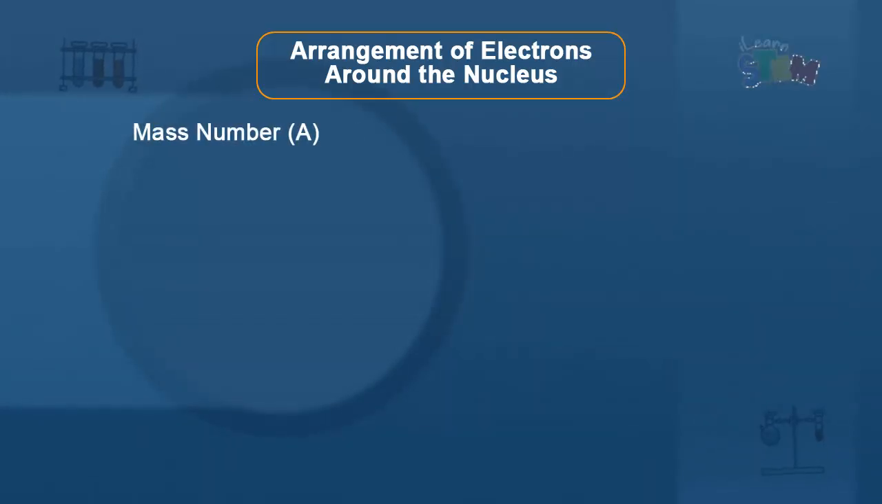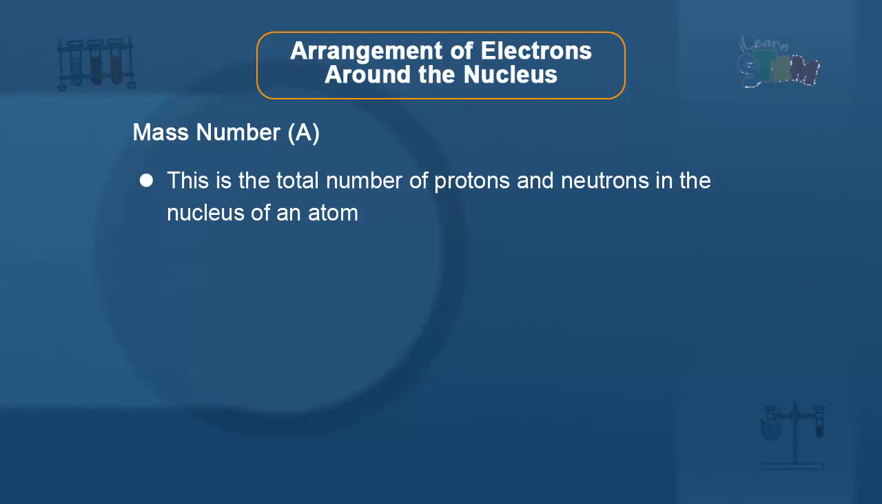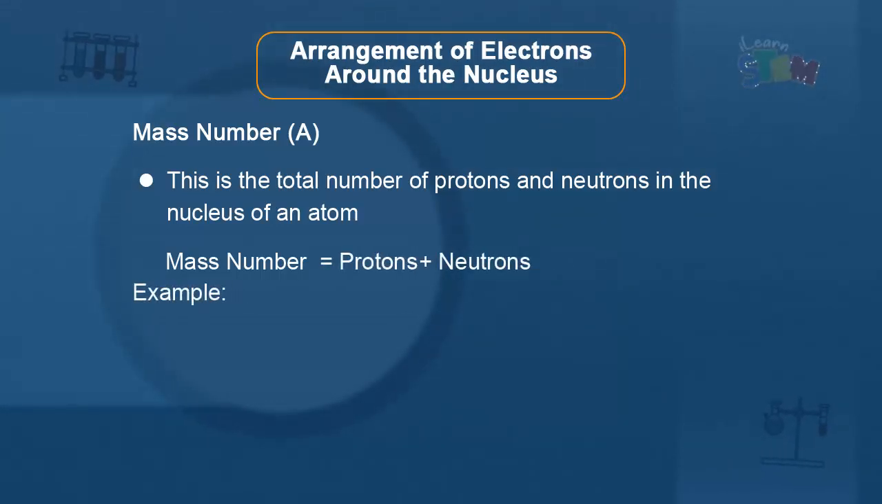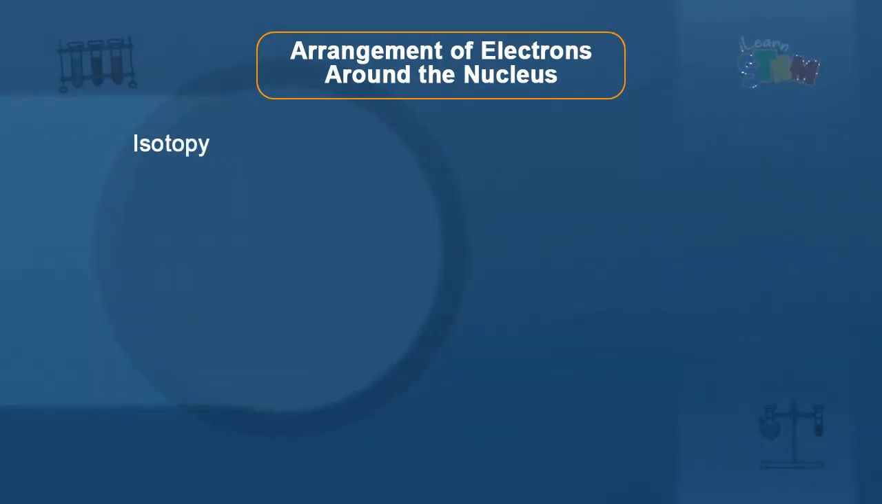Next, the mass number, represented by A. The mass number is the total number of protons and neutrons in the nucleus of an atom. The formula is mass number equals protons plus neutrons. For example, if a chlorine atom has 17 protons and 18 neutrons, its mass number will be 17 plus 18 is equal to 35. Let's look at isotopy.